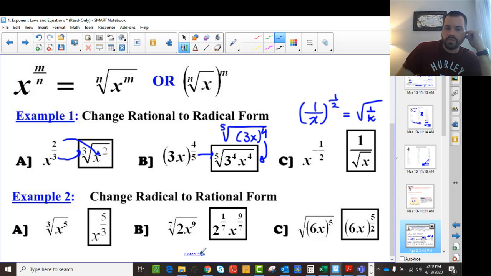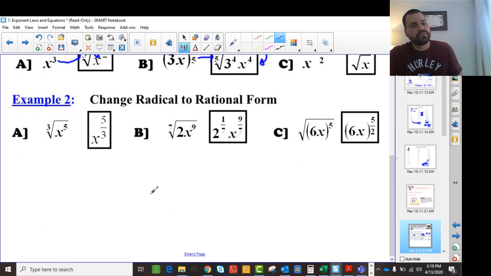If you're going the other way, which these are, the numerator is whatever the power is on the base inside the radical, and the denominator is the index again, so it becomes 5/3 or 9 over 7.